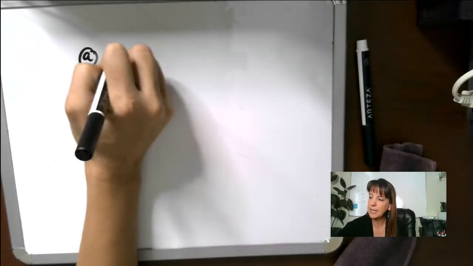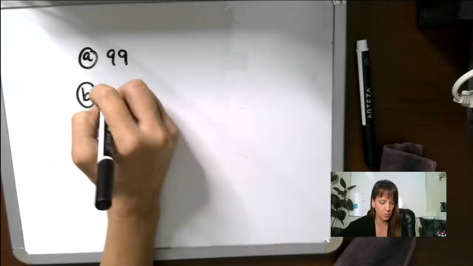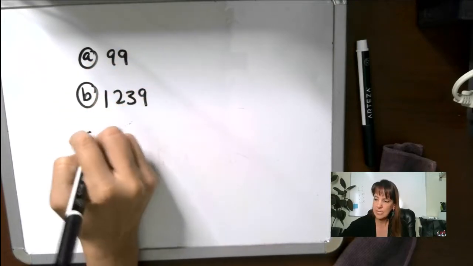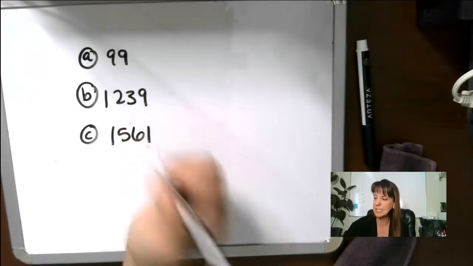All right, so if you're following along at home, I am on page 40. It says, which of the following numbers are divisible by 3? We have A, which is 99. We have B, which is 1,239. We have C, which is 1,561.